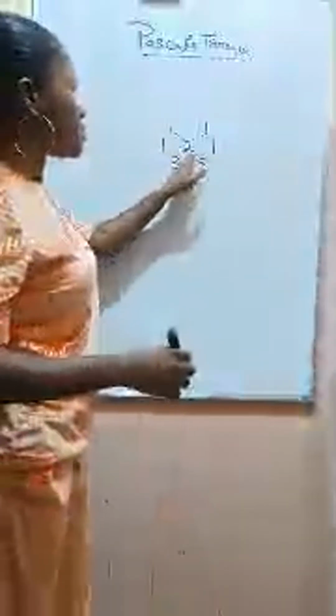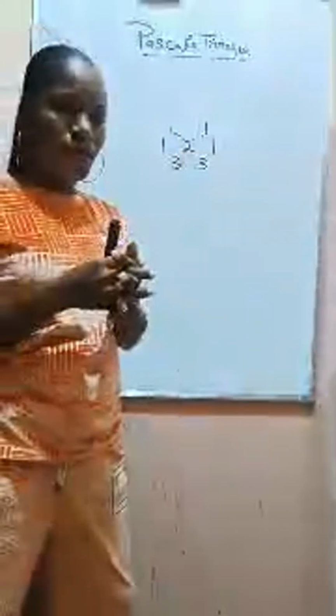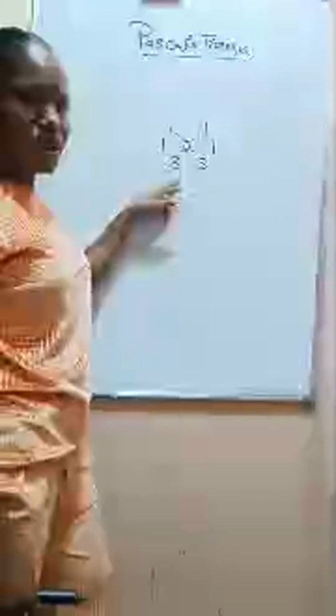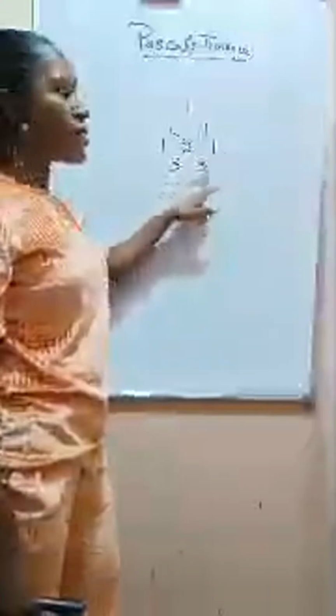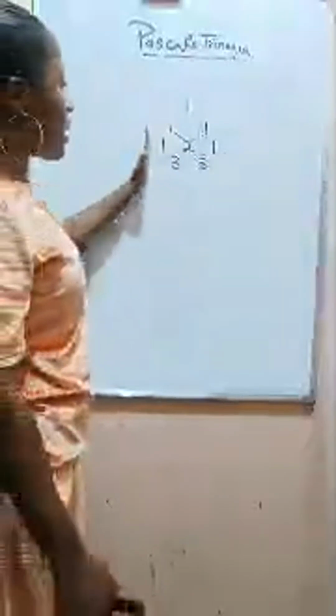So 1 plus 2 will give us 3. 2 plus 1 will give us 3. You can see that I'm writing each of them in between the two numbers that I added together. Then I'm done because there's nothing to add here again. I will complete this line with 1 and 1 again. I hope this is clear.